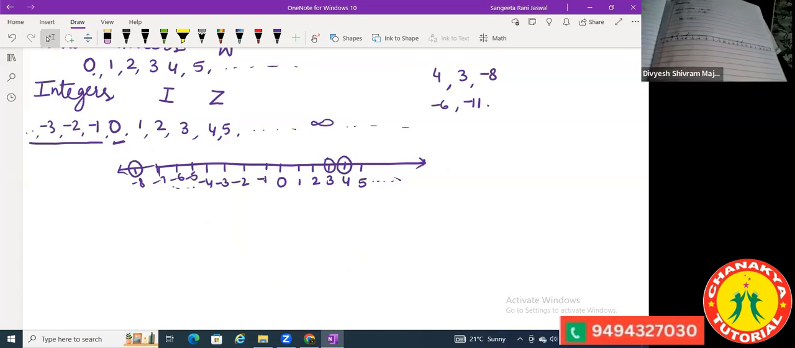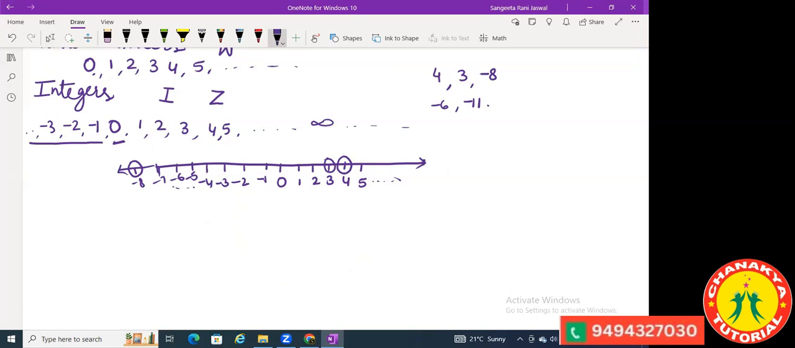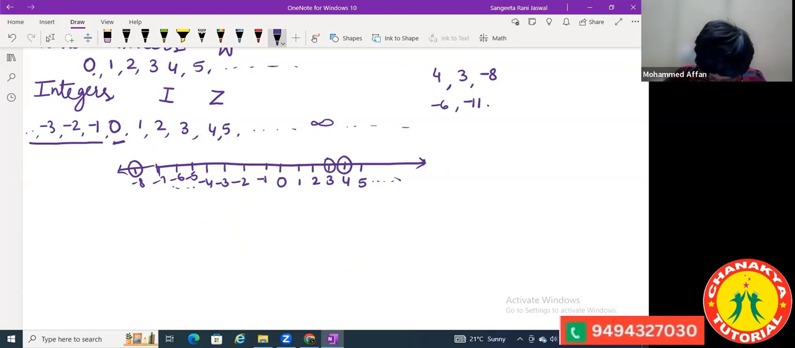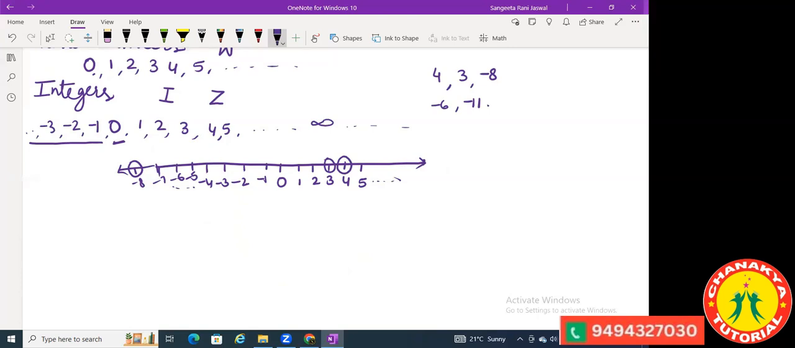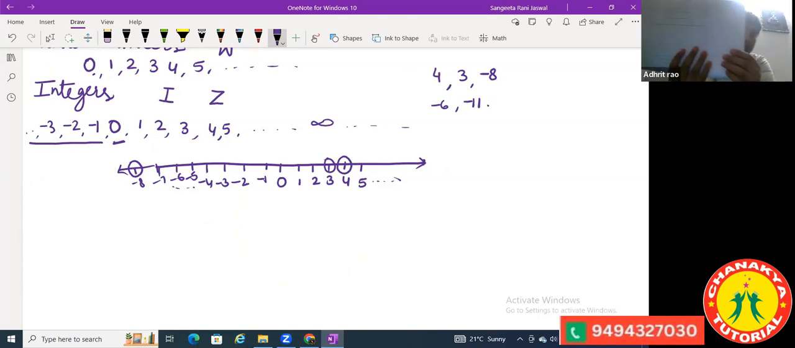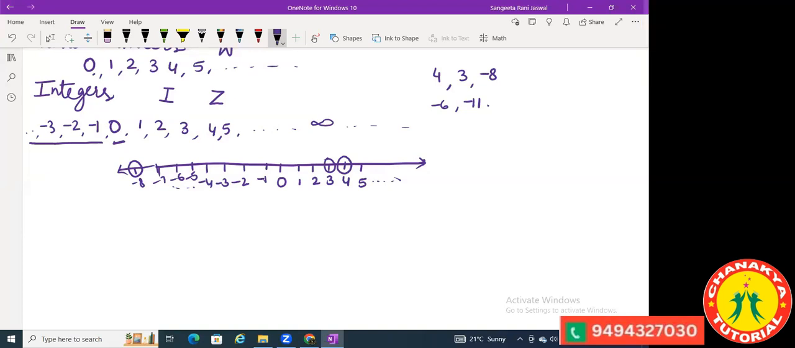Ma'am, can you see my screen? Yes, Divesh, I can see yours. Okay, Divesh, good. Yes, Rishit, I can see yours also. Great. Okay. Yes, Adrit, I can see yours also.